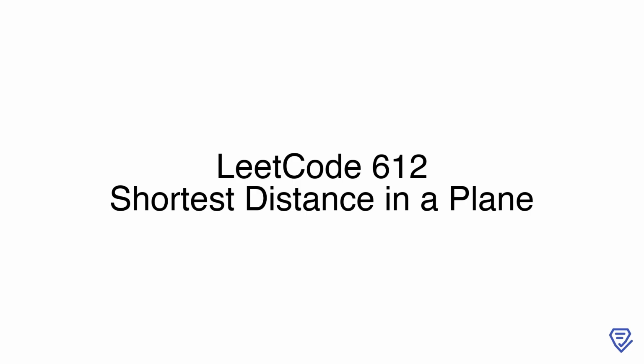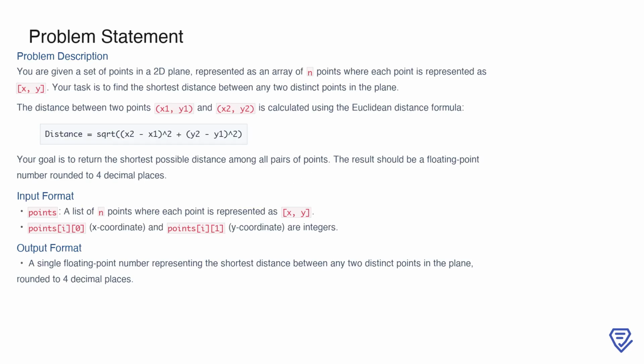Let's get started. In this problem, we are tasked with finding the shortest distance between any two distinct points in a 2D plane. The points are given as an array where each point is represented by its x and y coordinates. To calculate the distance between 2 points, we use the Euclidean distance formula, which is the square root of the sum of the squared differences between their x and y coordinates.